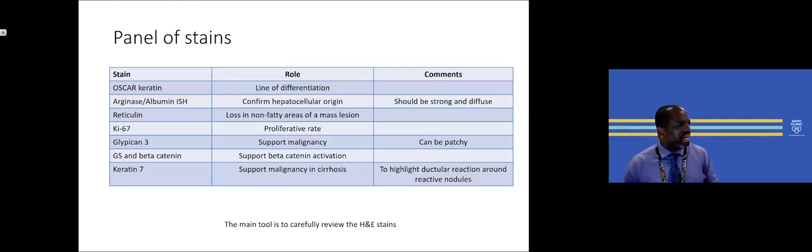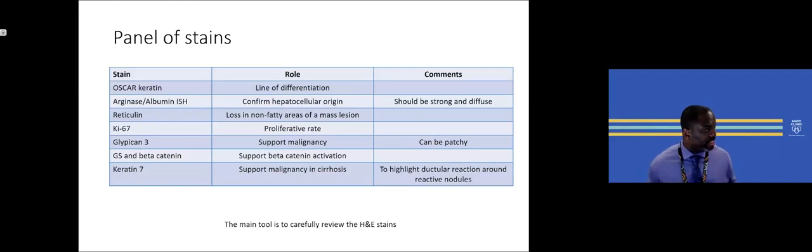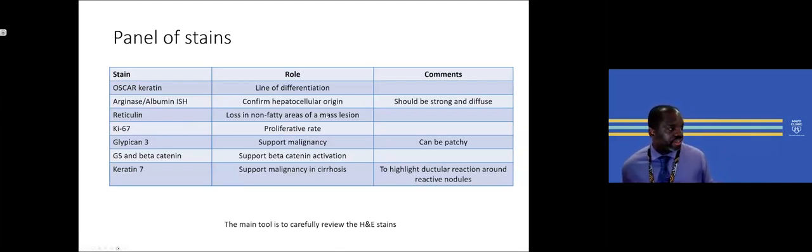So this is the panel of stains that I would typically utilize when I'm going to make a diagnosis of HCC. I often will have an Oscar keratin, that's the pan-keratin that I like to use to confirm a line of differentiation. I like to use albumin in situ hybridization or arginase as my markers of hepatocellular origin. They should be strong and diffuse. If they're not, that certainly opens my range of possibilities to consider other things. It really depends on the case, but ideally it should be strong and diffuse. I like to use reticulin in non-fatty areas. It's very, very helpful to support an interpretation of hepatocellular carcinoma in the appropriate context.